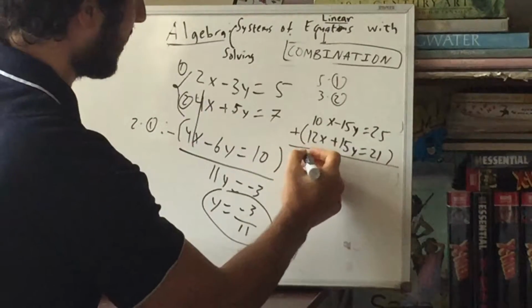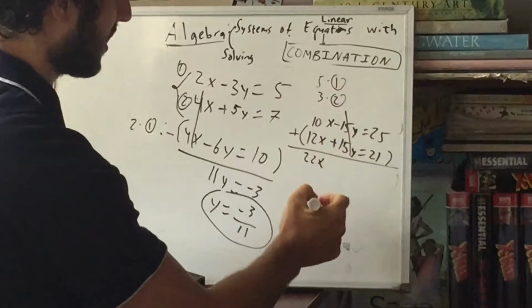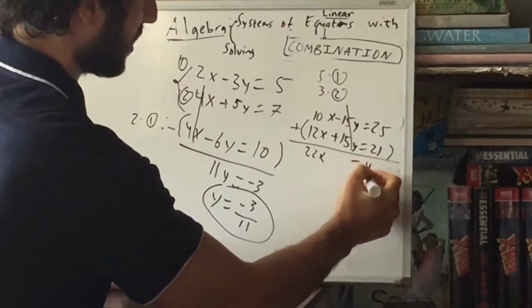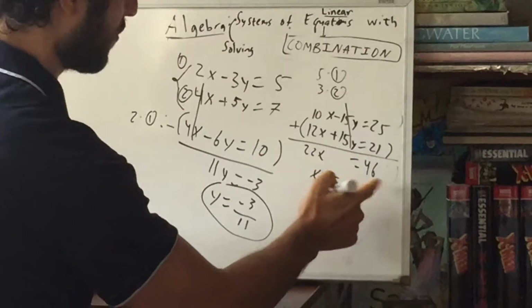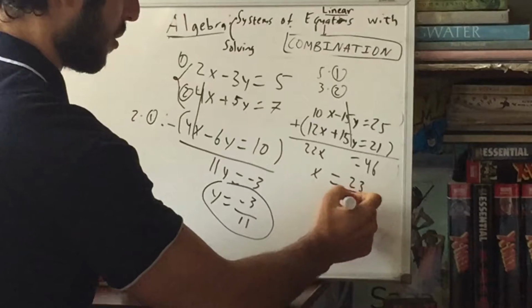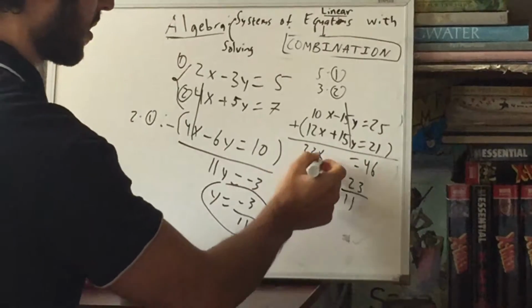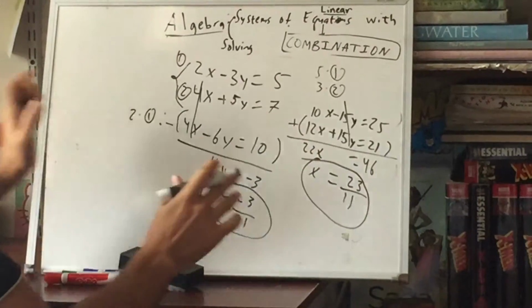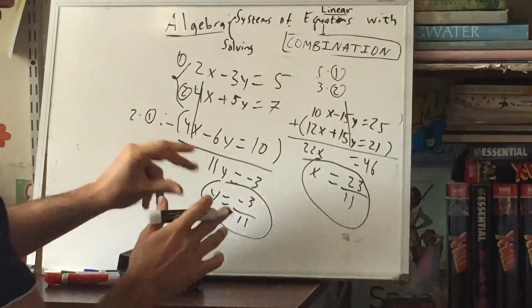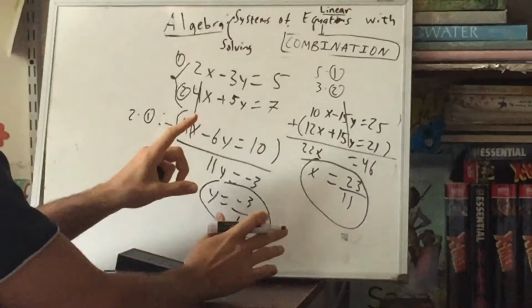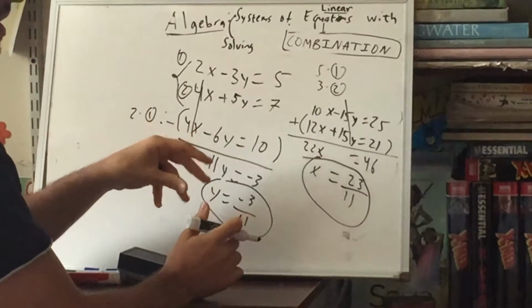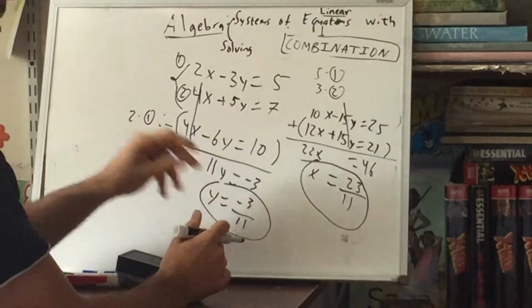All right, so that's going to be 22x. These are conveniently gone, which is why we've done this in the first place, and that's 46. So x will be 46 over 22, which will simplify to 23 over 11. Divide them both by 2. All right. Now, again, the numbers are ugly, but I would argue this is an easier way to get these answers than through substitution, because there's less work, there's less dealing with fractions, so there's less room for error.